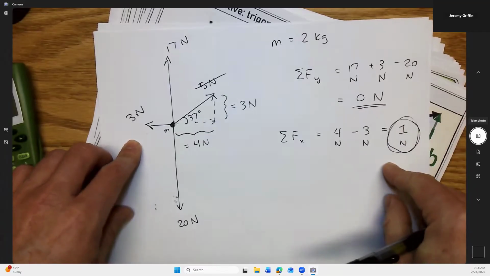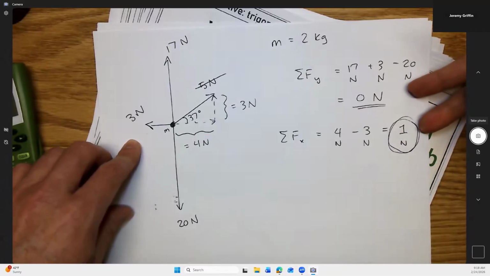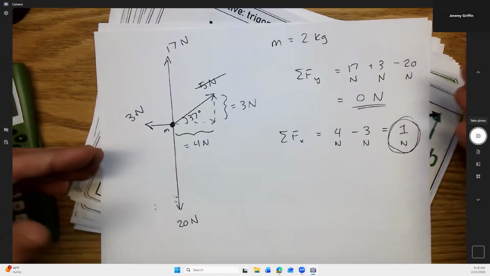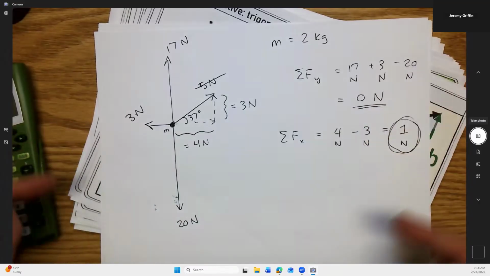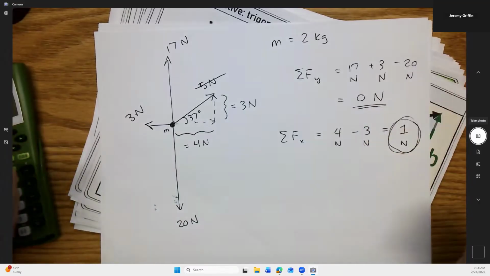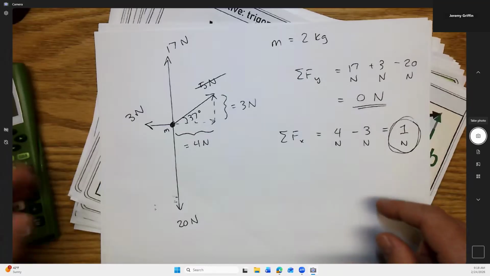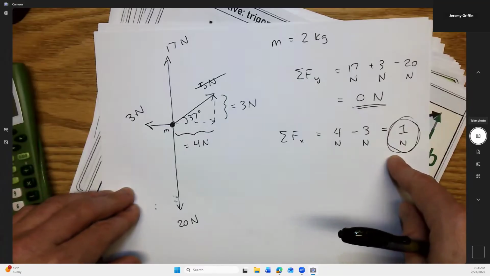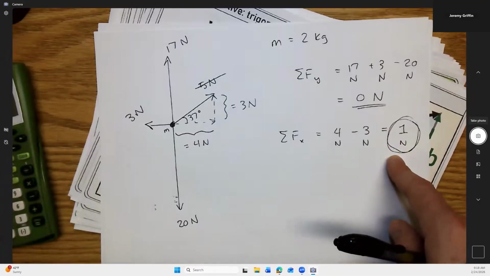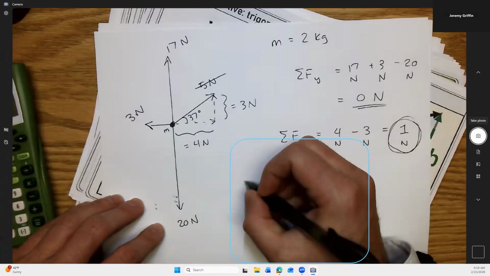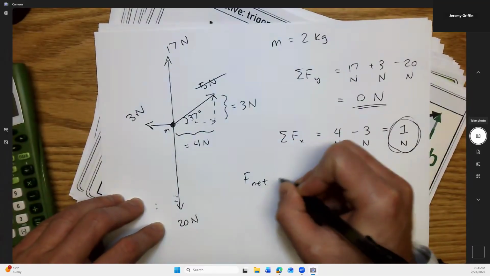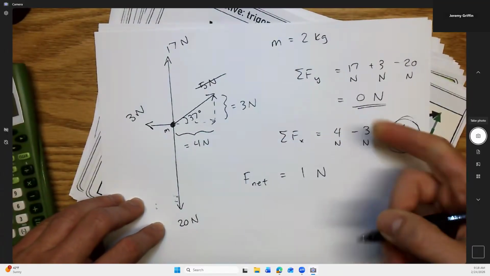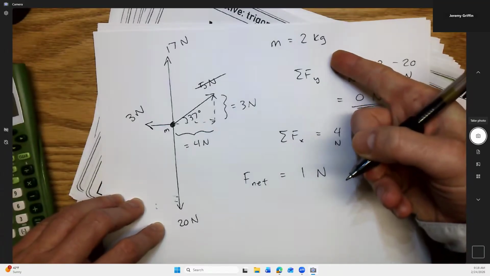Now, if there had been forces in both components, could you add them back together, maybe with the Pythagorean theorem to get magnitude and maybe an inverse tan to get the angle if you needed something like that? Yeah, you could. But you can see here that the overall net force is just 1 newton. So we have net force equals 1 newton, and we have the mass at 2 kilograms.